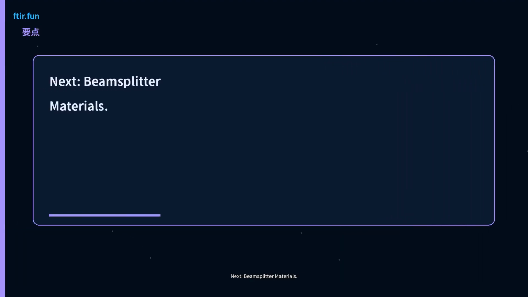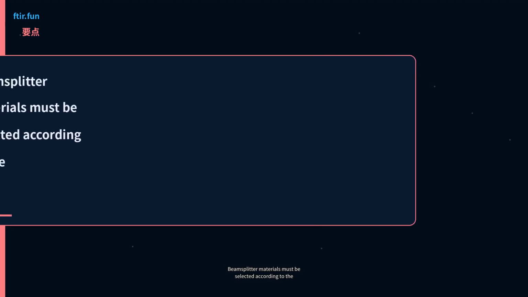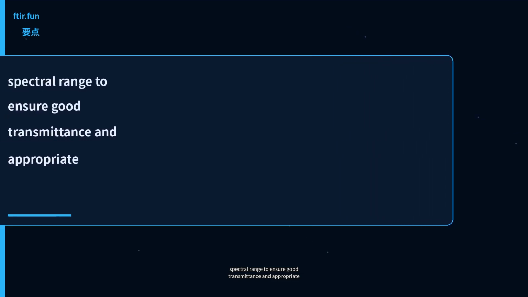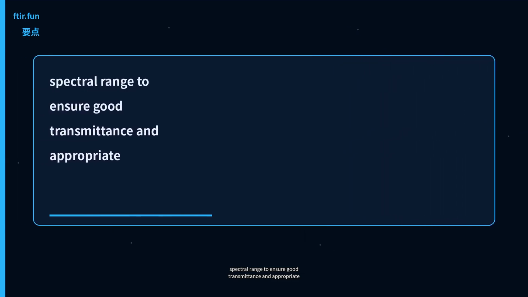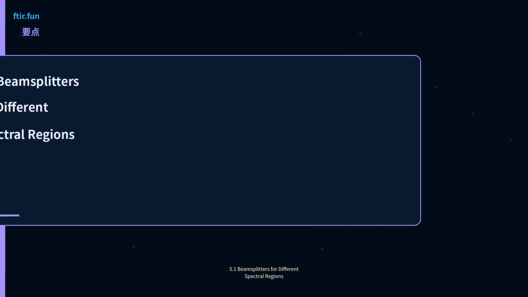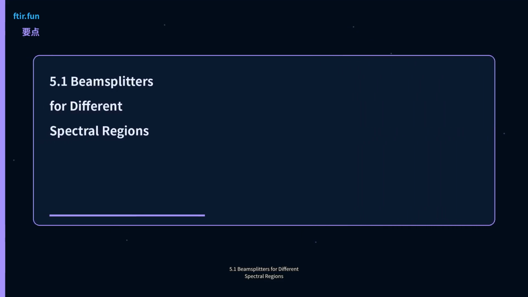Next, beam splitter materials. Beam splitter materials must be selected according to the spectral range to ensure good transmittance and appropriate refractive index in that range. 5.1 Beam splitters for different spectral regions.